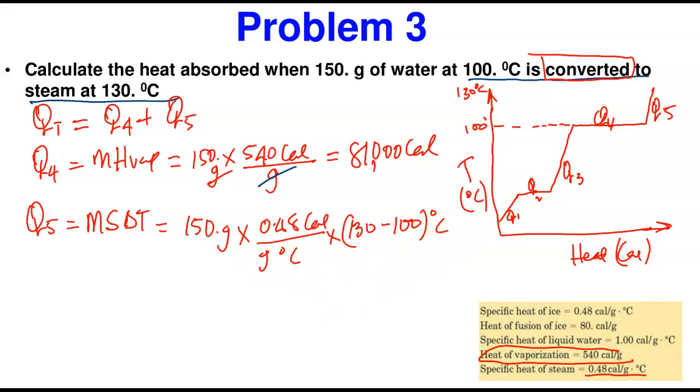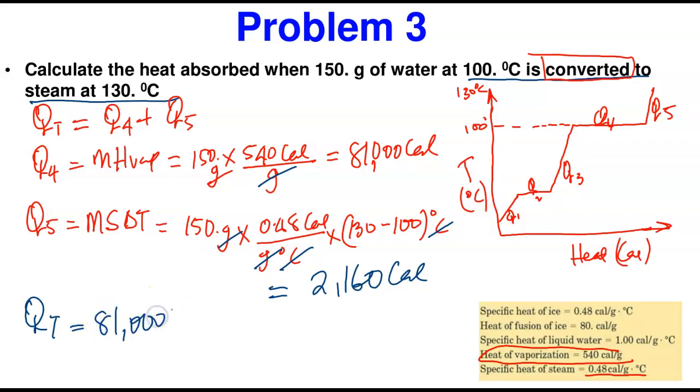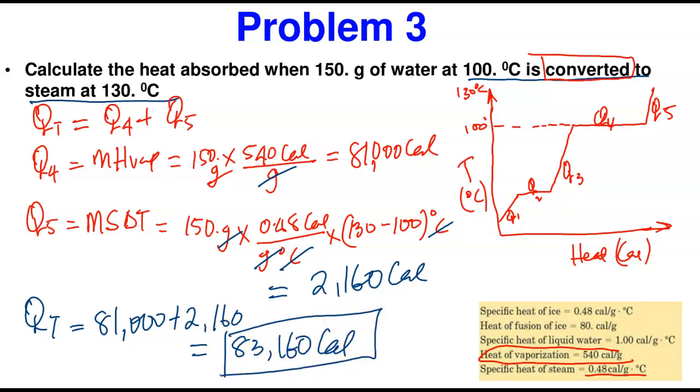Now if you cancel out everything, Celsius cancels Celsius, grams cancel gram, and if you multiply everything, it's going to give you 2,160 calories. However, the total heat needed for this process will be the addition of the two. So 81,000 calories plus 2,160 calories gives you 83,160 calories. And this is the amount of heat needed or absorbed by converting 150 grams of water at 100 degrees Celsius to steam at 130 degrees Celsius. And that is how you can solve this problem.